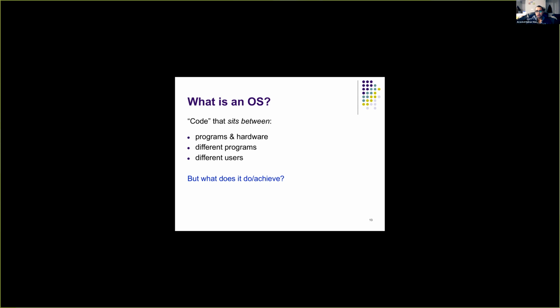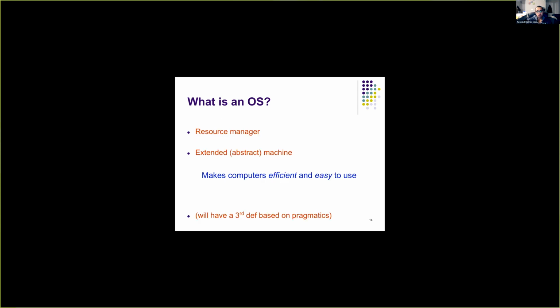How does it sit between programs and hardware, and how does it facilitate the efficient use of hardware by the programs? The way it does this is that it mainly provides two important things. The first is that it acts as a resource manager, and the second is that it provides a nice abstraction. You can call it an abstract machine. Basically, it removes all the nitty-gritty details of the hardware and provides a uniform interface for the programs to use the hardware.